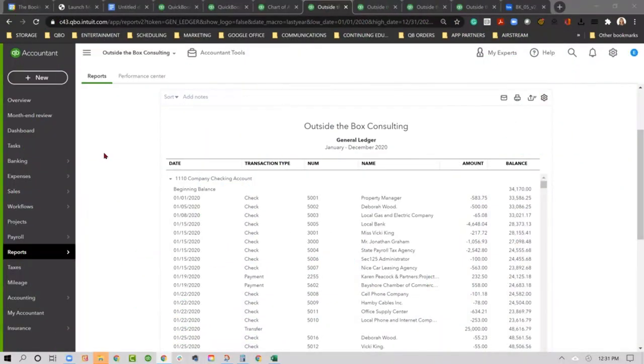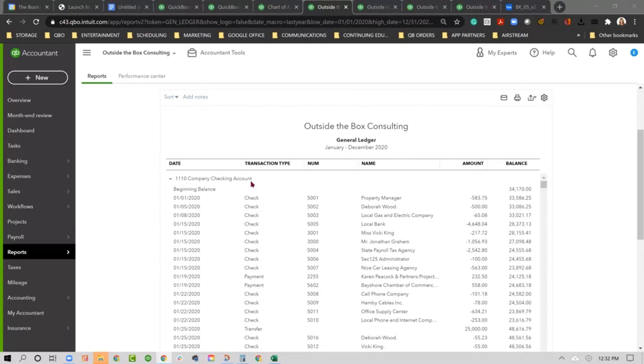So let's talk a little bit about how to manually create a trial balance using the general ledger as a base. I've pulled a 2020 general ledger in QuickBooks, and basically this is showing all the accounts on the chart of accounts, their beginning balance at the beginning of the period, which would have been January 1st. So the beginning balance plus all the transactions that ran through this, in this case, the checking account.